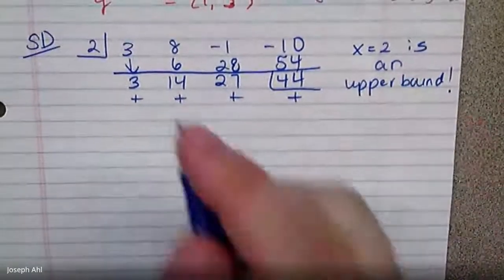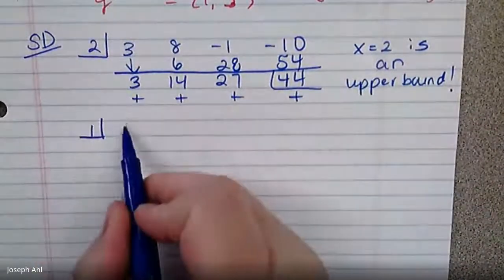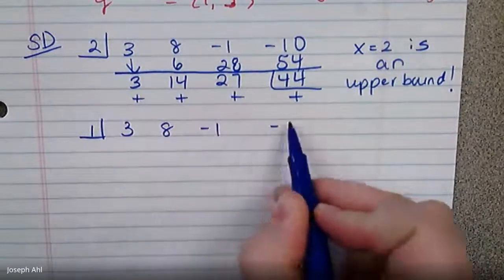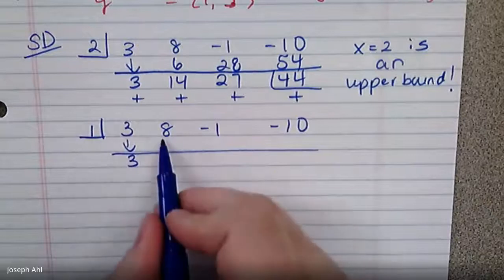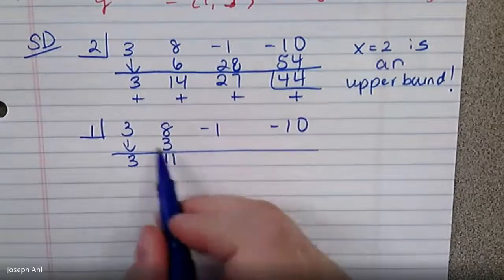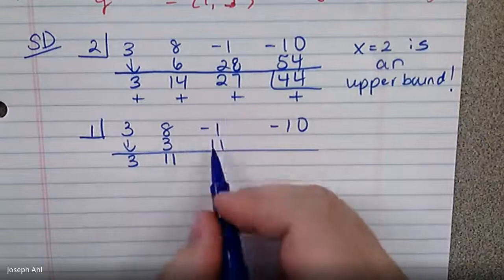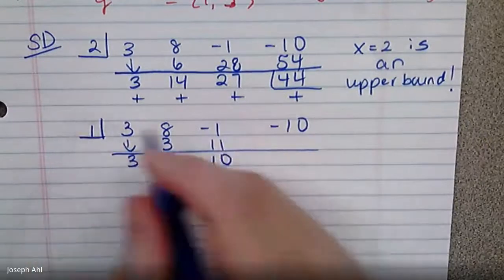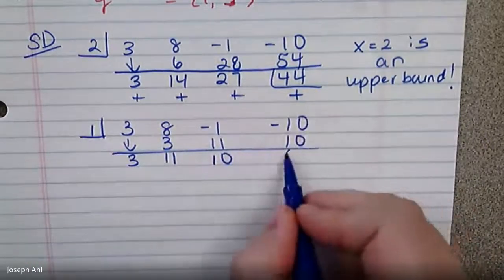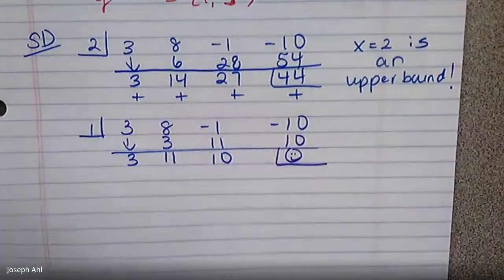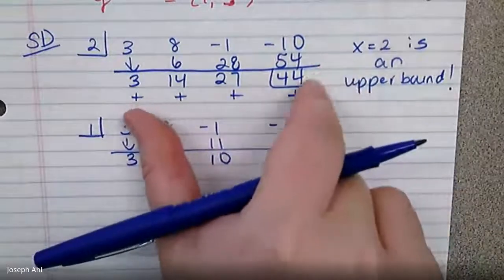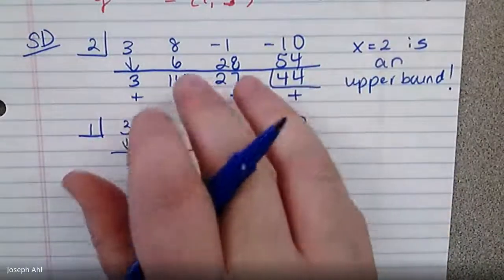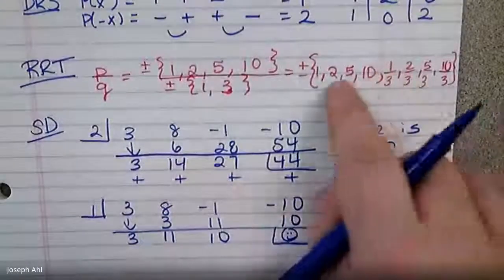All right, so maybe I need to slow down a little bit. Let me go back and test 1. Maybe 1's my favorite number. 3, 8, -1, -10. Bring down the 3. 3 times 1 is 3, plus 8 is 11. 11 times 1 is 11, plus -1 is 10, times 1 is 10, plus -10 is 0. Got it. So I did choose 2 on purpose, guys, just to show you what an upper bound would look like and to show you that it wouldn't make sense to choose anything in the list higher than 2 to test next.